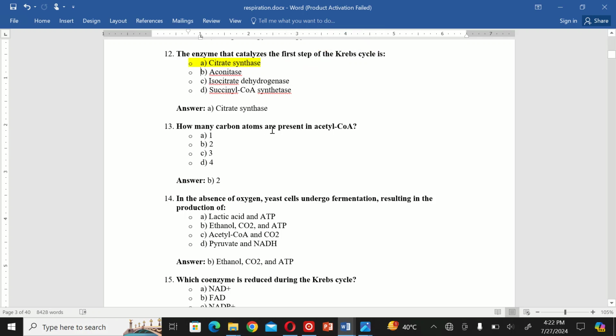How many carbon atoms are present in acetyl coenzyme A? A. 1, B. 2, C. 3, D. 4. So the correct option is B, 2.